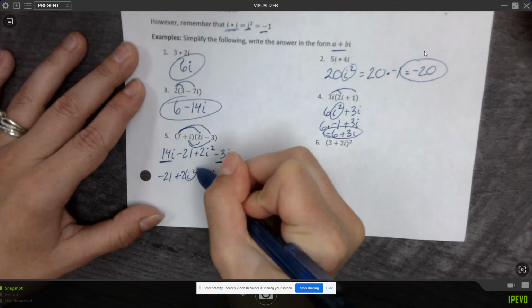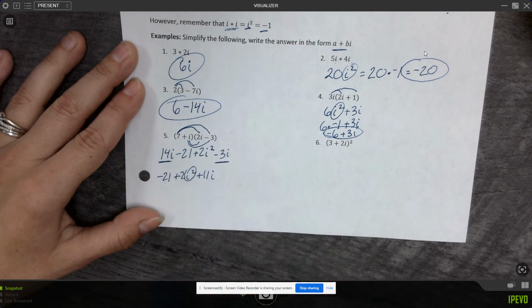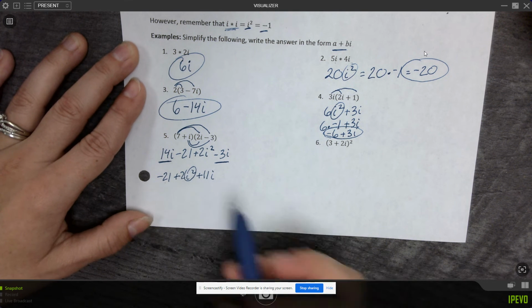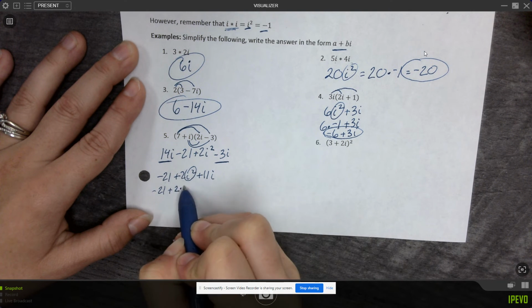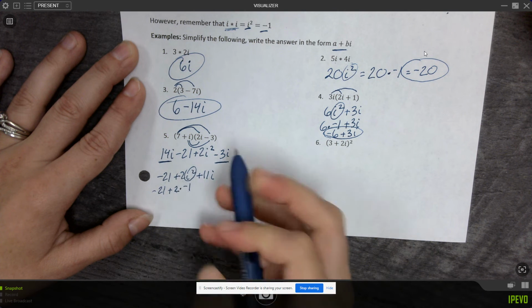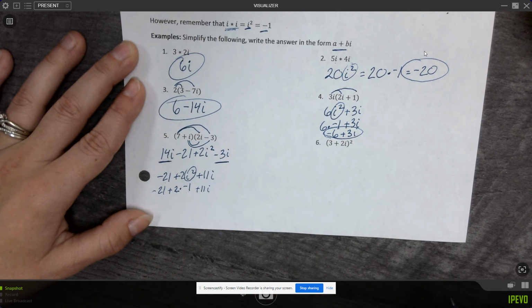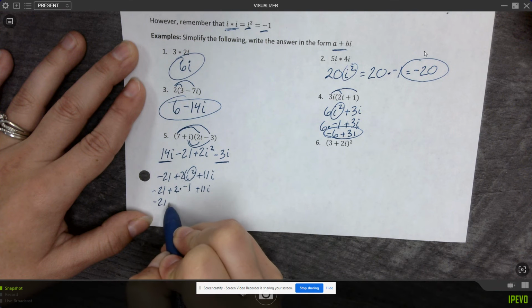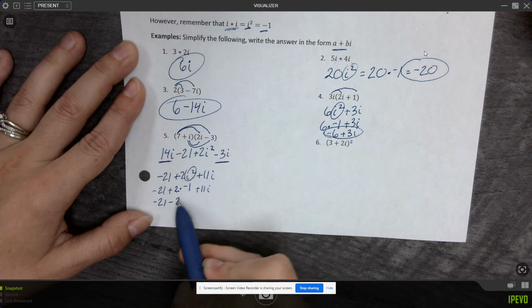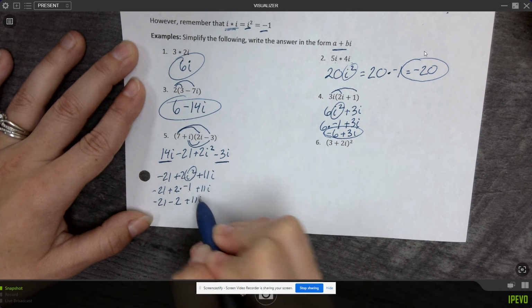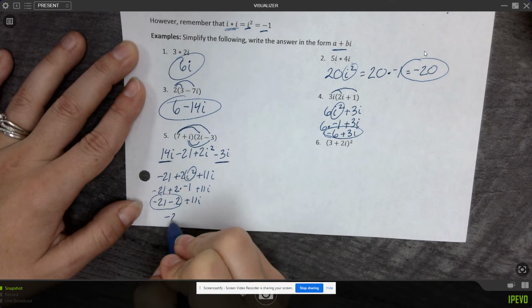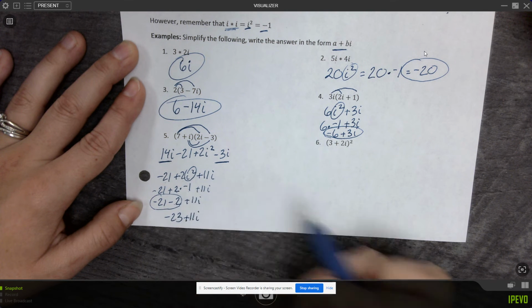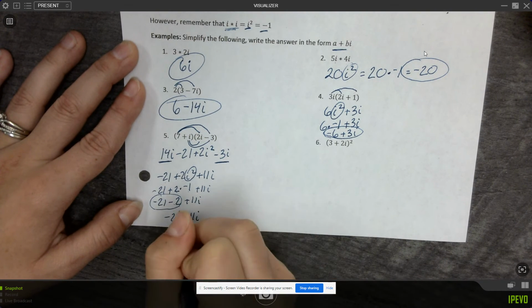But I do still have an i squared that I cannot keep. I have 3 terms. I can't have 3 terms. I can have at most 2. My i squared term is the issue. So -21 is fine. But i squared is really -1. So that's 2 times -1 plus 11i, which is -21 minus 2, right? 2 times -1 is -2 plus 11i. And now I have these 2 like terms that I combine, -23 plus 11i, and now I'm in the form a plus bi.